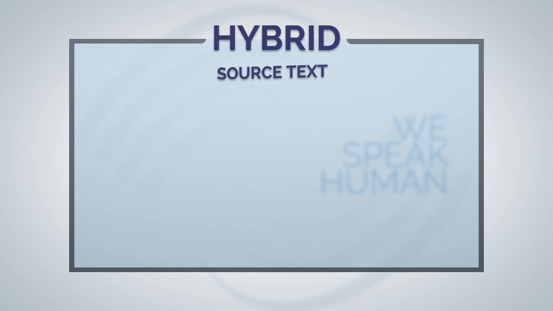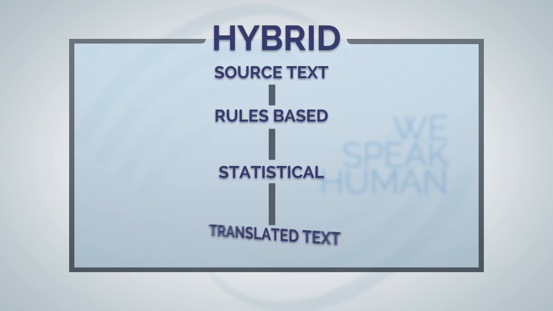And the last one is a hybrid of the two, where you start out with the rule-based approach and then you apply a statistical model to that translation in order to give you that close approximation to the translation.